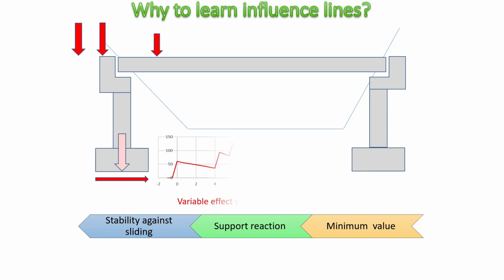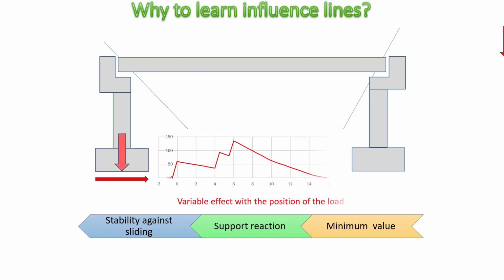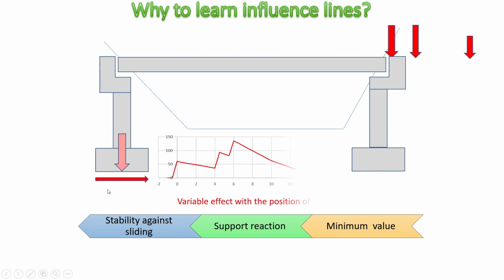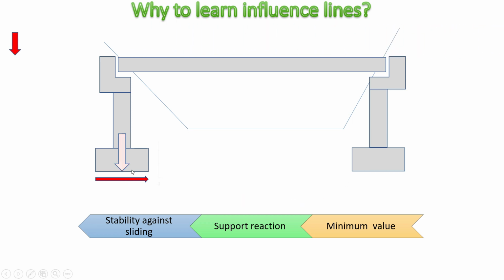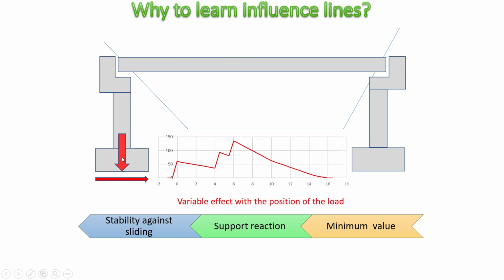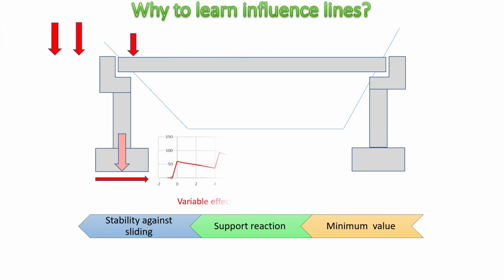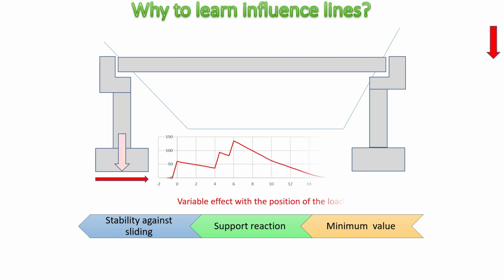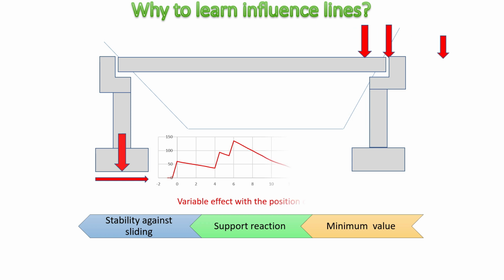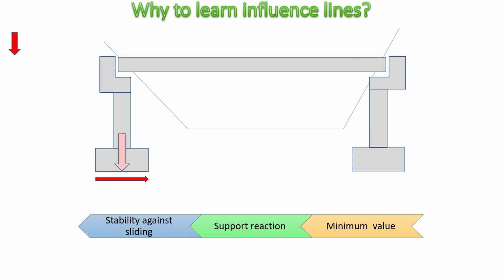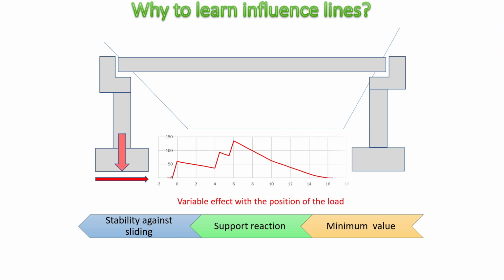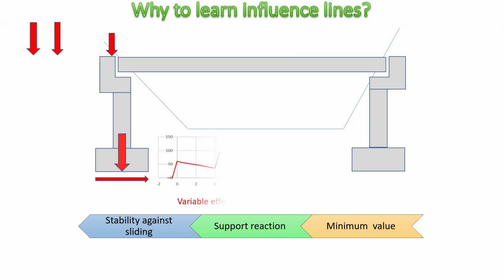It can also be the minimum value. It is the case, for example, when we are studying the same spread foundation to resist sliding, the stability against sliding. The reaction has a favorable effect on stability against sliding, so we should seek the minimum value of the support reaction.